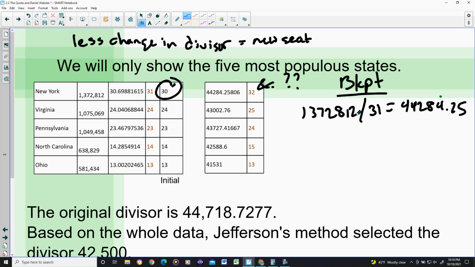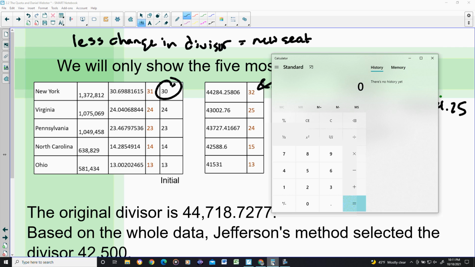would calculate the first breakpoint, and then that's fine. But here's the thing. Let's look at New York's second breakpoint. No one ever thought to calculate what happens, how much would it take to get 32 seats? And if we do that division, so 1,372,812, and we're going to divide by 32, you're going to get 42,900.